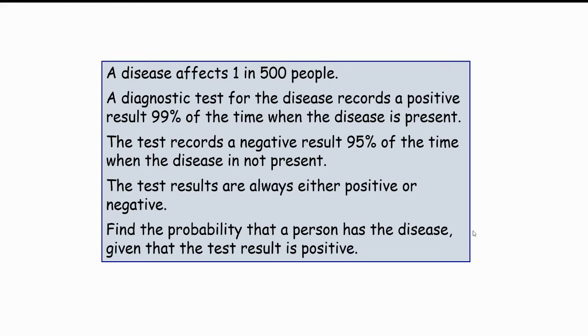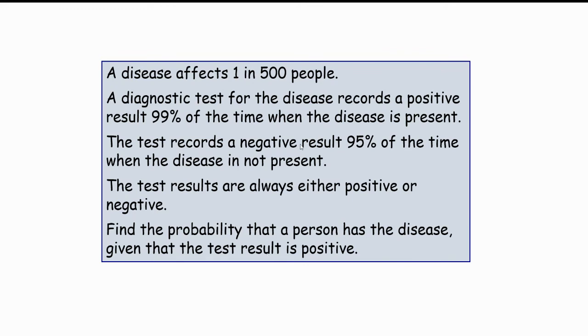When you haven't got the disease, 95% of the time it'll come back saying you haven't got it, but 5% of the time it'll be wrong and tell you you have got it. They're never inconclusive. They're always positive or negative. And remember, 1 in 500 people have got this, and 499 out of 500 people have not got this. So find the probability that someone has a disease if they had a positive test result.